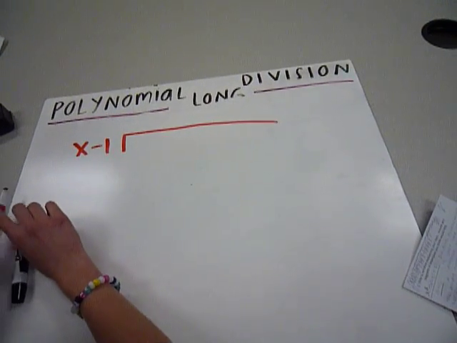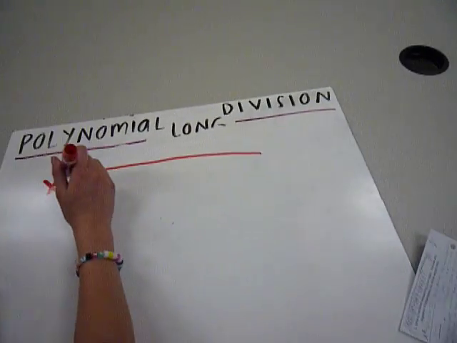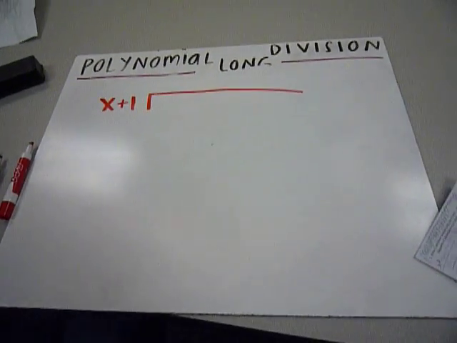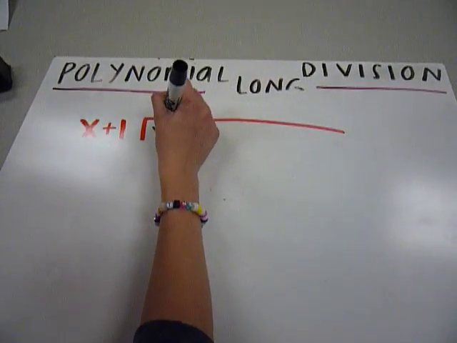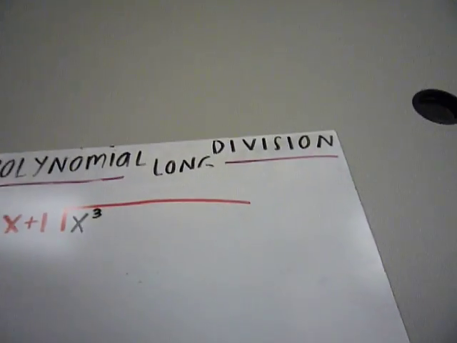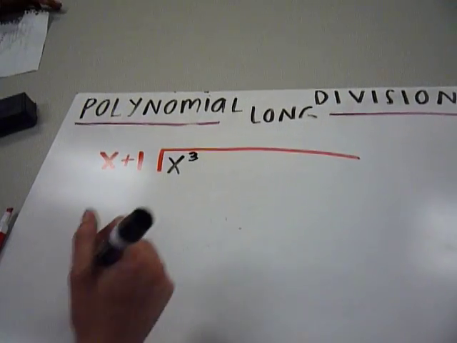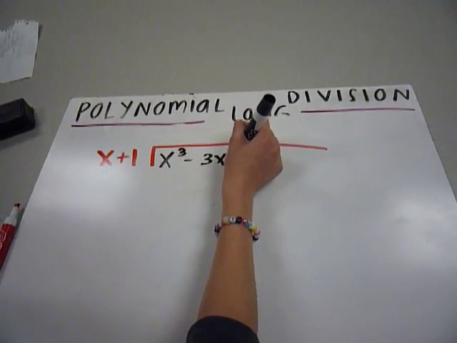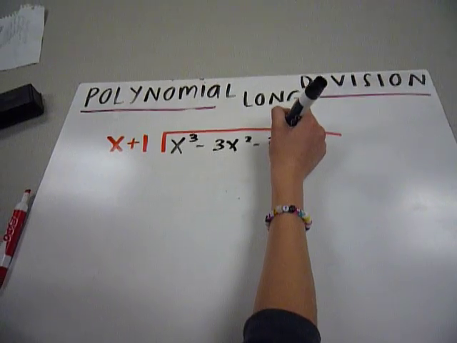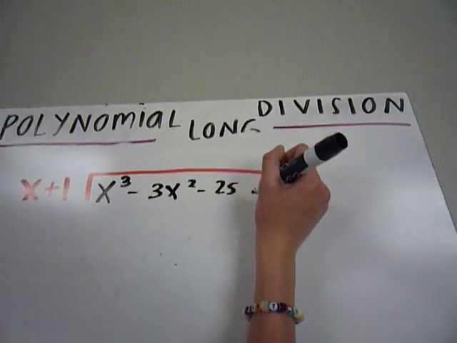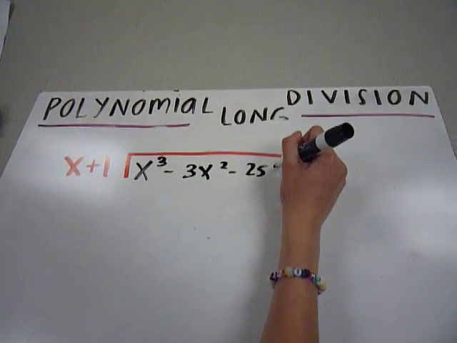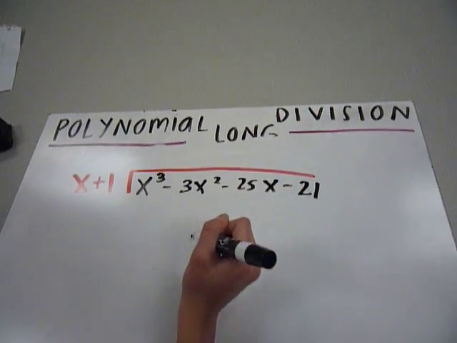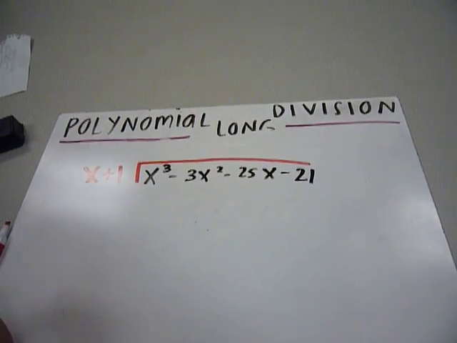x minus 1. Okay, our equation is x plus 1 divided into x cubed minus 3x, how do you say squared? Cuadrado menos 25x menos 21. Okay, keep going. Repeat that last part that you said.